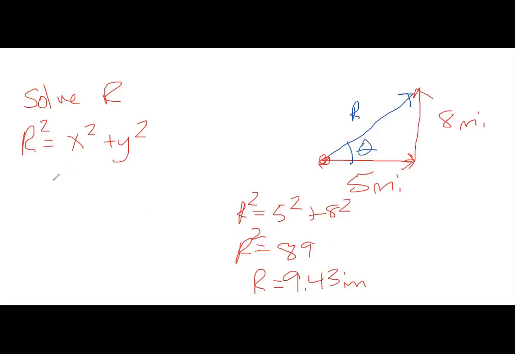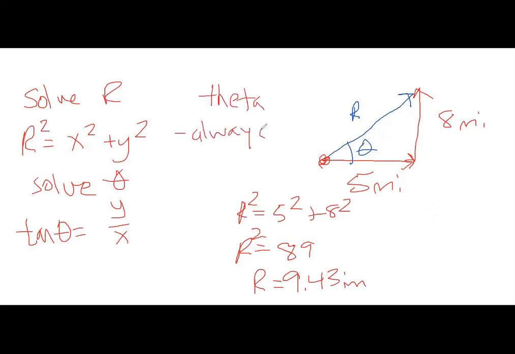So we solve for R, then we solve for our angle. And we are always going to use tan theta equals y over x. This angle theta is always adjacent to the x-axis.